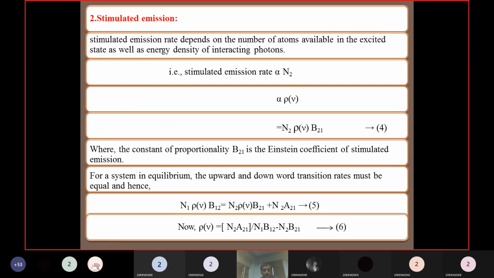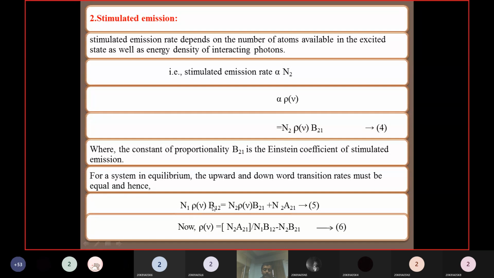Now coming to the stimulated emission. The rate of stimulated emission depends on the number of electrons in the excited state N2, as well as one more parameter, which is proportional to rho of nu. That means it is an external source we are using. That's why it also depends on the external source. So the rate of stimulated emission is proportional to N2 into rho of nu into B21.